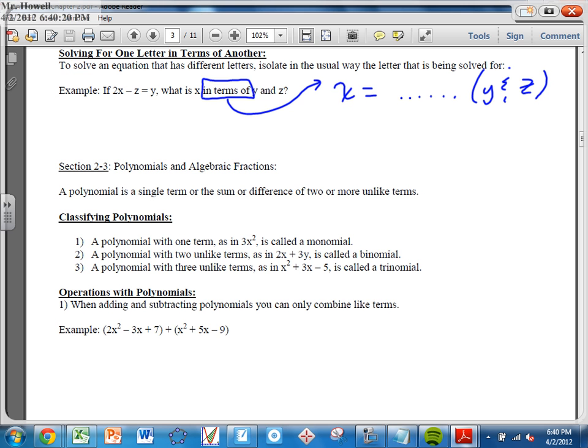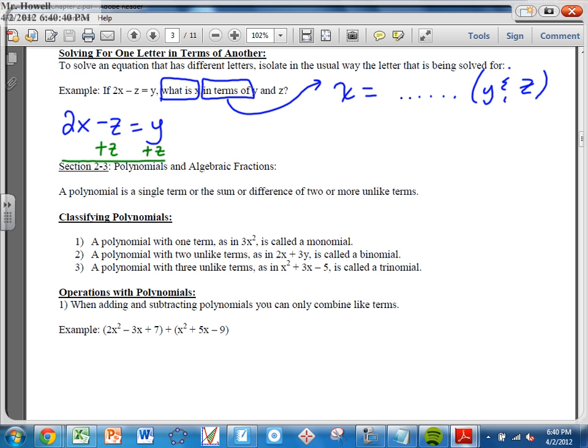So again, I'm solving for x. What is x? Let's look at our equation. We have 2x minus z equals y. If I want to get x by itself, I need to perform my operations as directed earlier. I see that z is being subtracted, so I'm going to start by adding z to both sides.